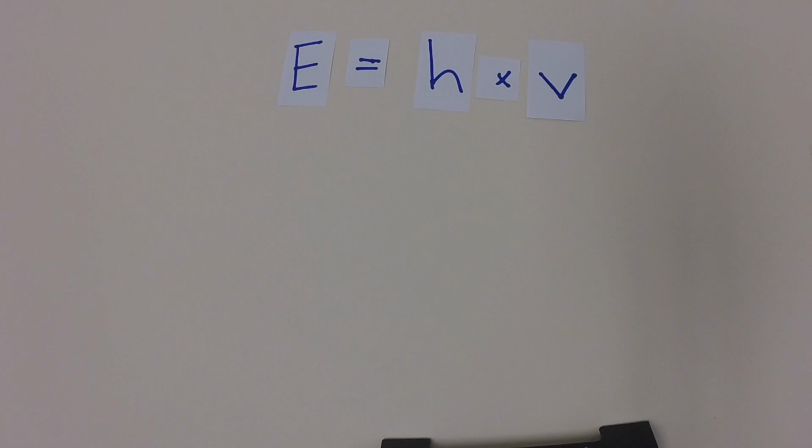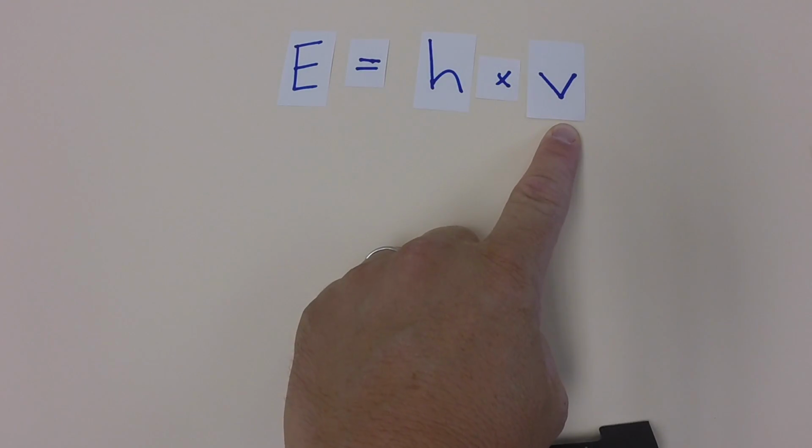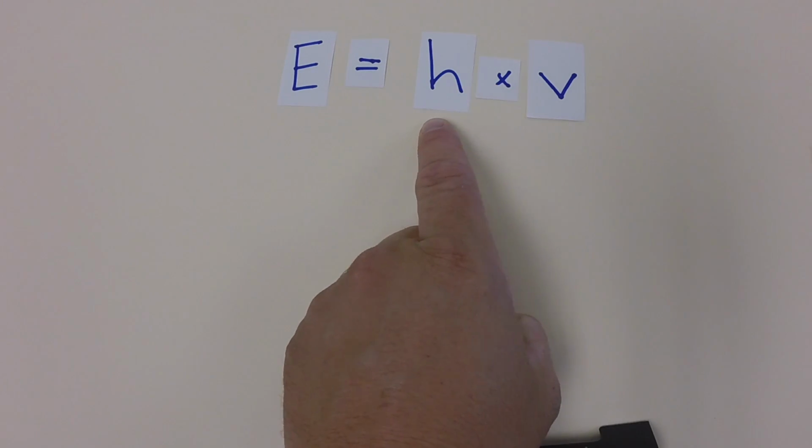In this video, we're going to take a look at the second of our two light equations. This relates the energy measured in joules and the frequency of a photon of light. And they're going to be related using Planck's constant.